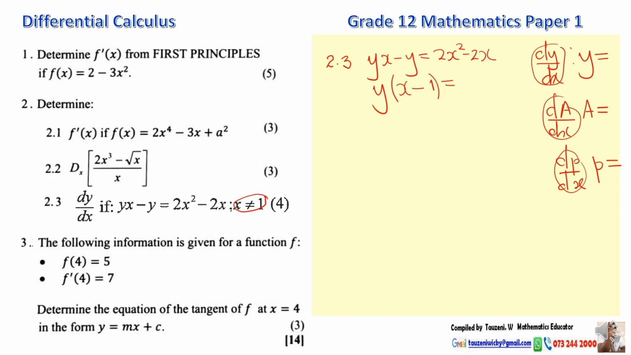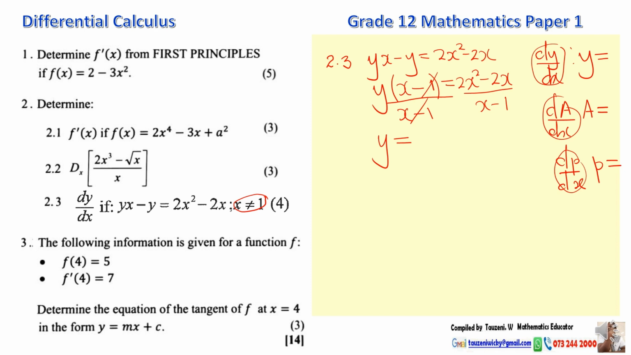is equal to 2x squared minus 2x. Now I must also factorize the right hand side, but I've left it as it is for now. Just follow where it's going. Then from here, to make y the subject, we divide both sides by x minus 1. So that will give us y as the subject is equal to this whole expression, 2x squared minus 2x over x minus 1.